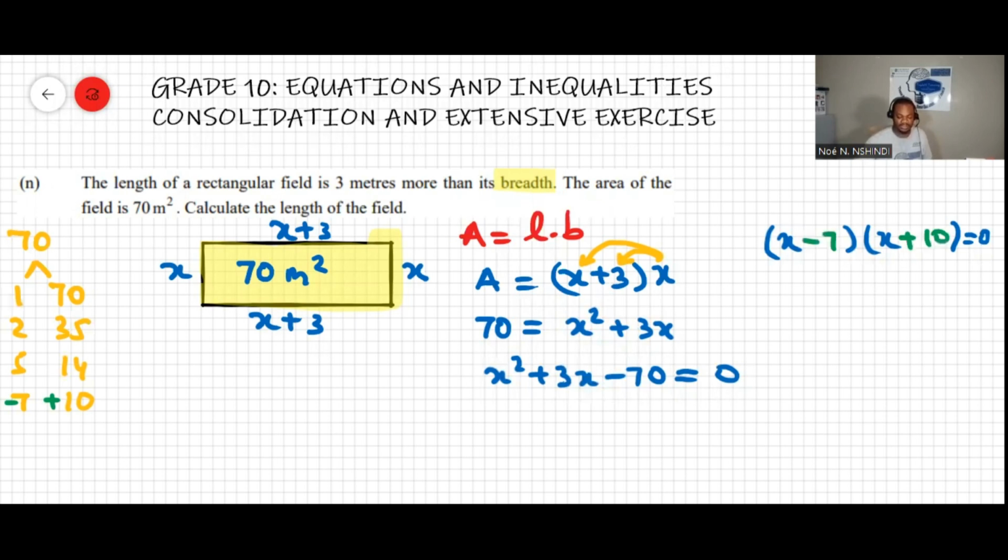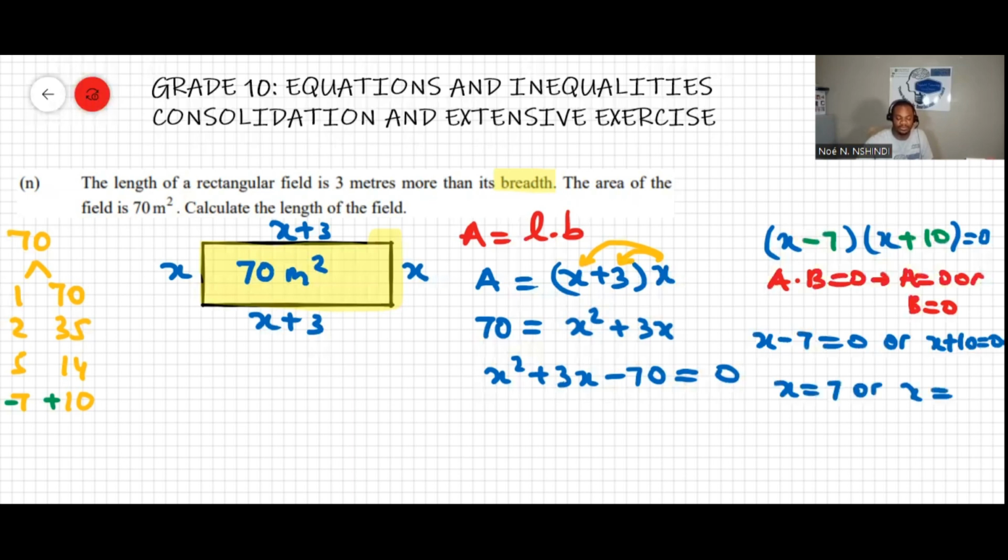Now, according to our law, A times B equals 0 implies that A is 0 or B is 0. This means X minus 7 is 0, or X plus 10 is 0. So this means X equals 7 or X equals negative 10.